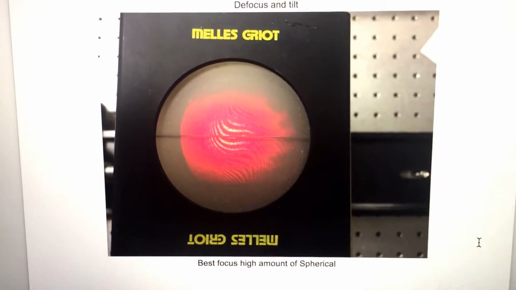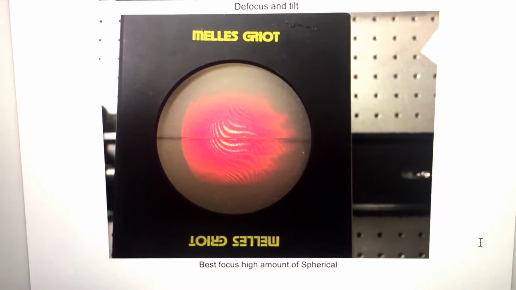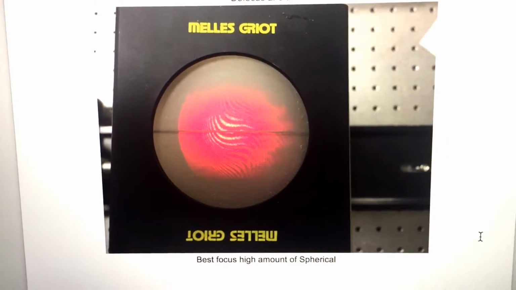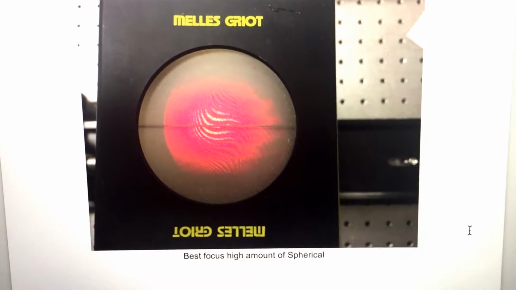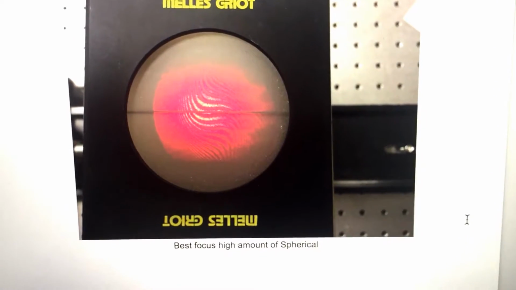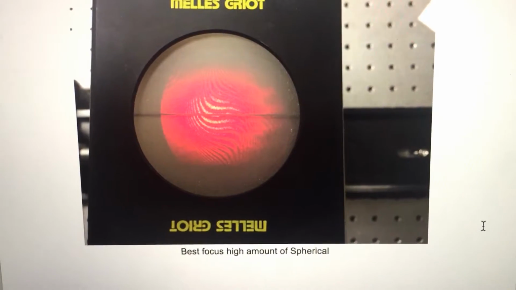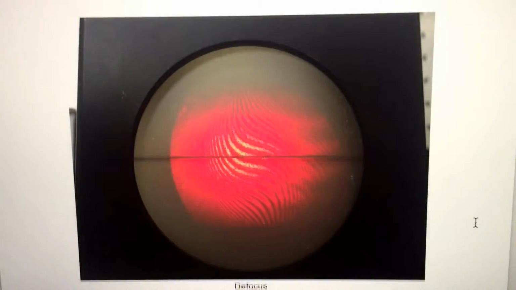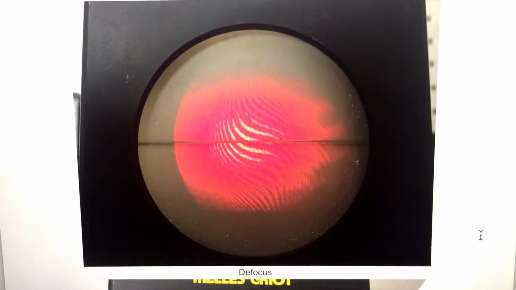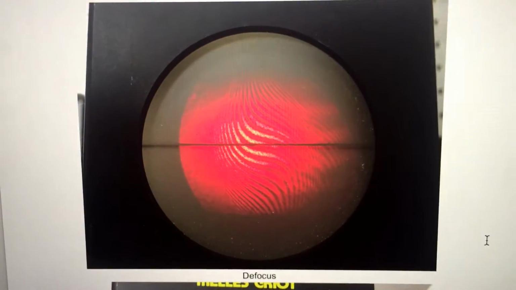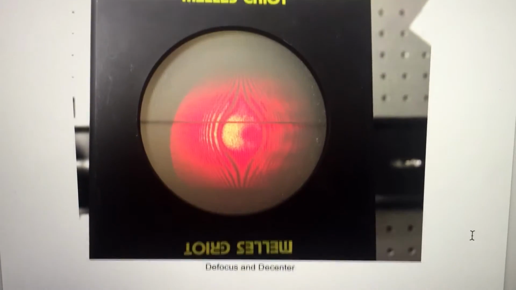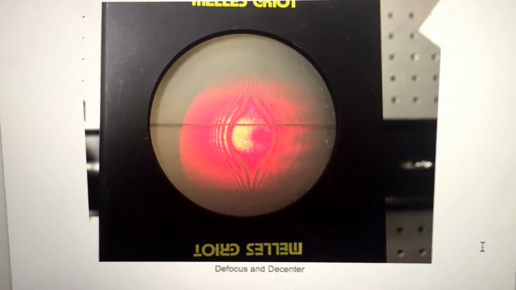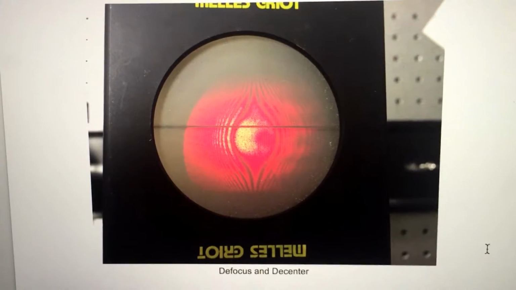Next we see a high amount of spherical aberration, and this is at our best focus, and we can see the fringes are slightly shifted to match the theoretical output of a spherical aberration. This adds defocus to the system, which doesn't change too much from our previous interferogram. This is defocus and decenter with the wedge shear plate.